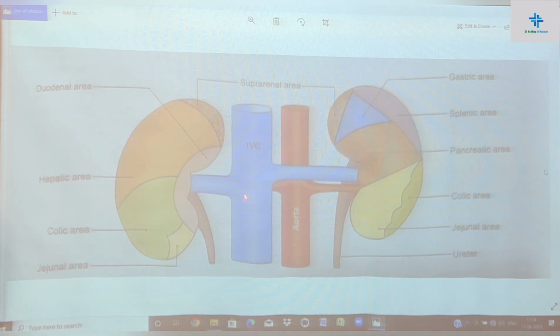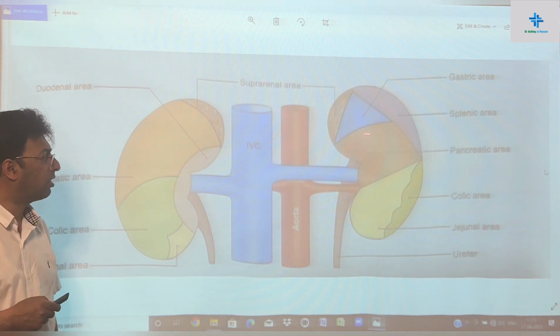So you can see the vein coming anteriorly over here, and this is the left kidney, this is the right renal vein, and this is the left renal vein, and you can see that both drain into the inferior vena cava, and the left renal vein is a bit longer than the right renal vein. So that's one important surgical consideration.